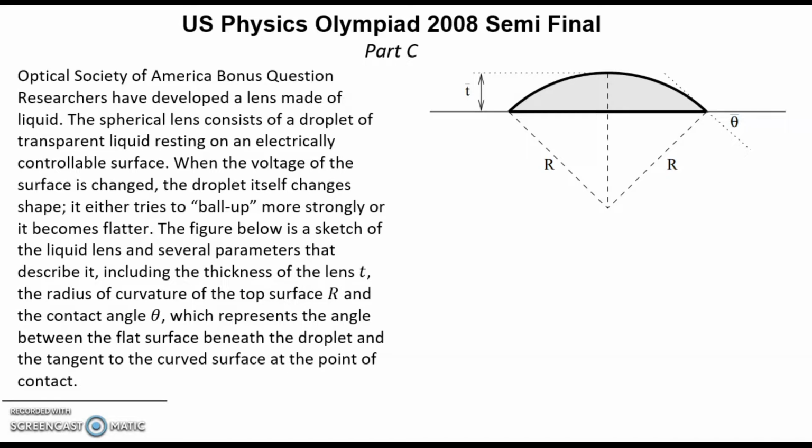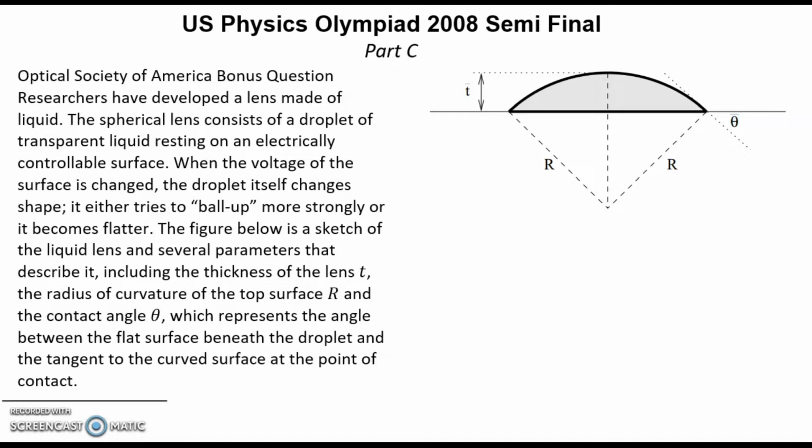The spherical lens consists of a droplet of transparent liquid resting on an electrically controllable surface. When the voltage of the surface is changed, the droplet itself changes shape. It either tries to ball up more strongly or it becomes flatter.